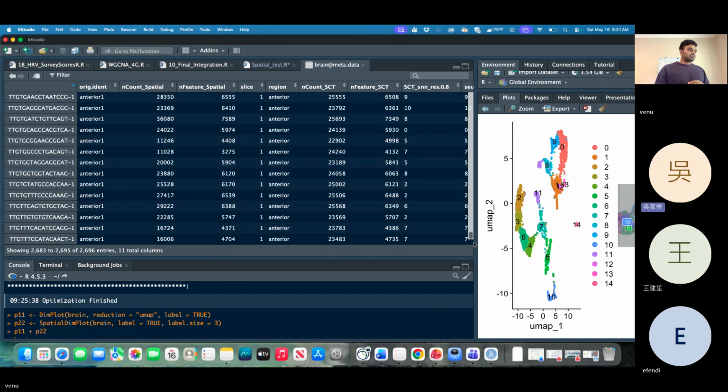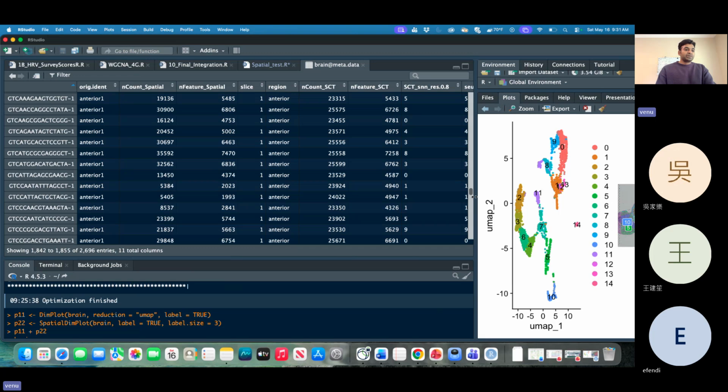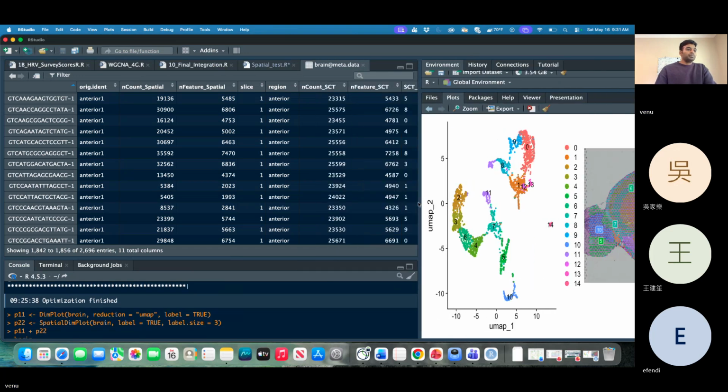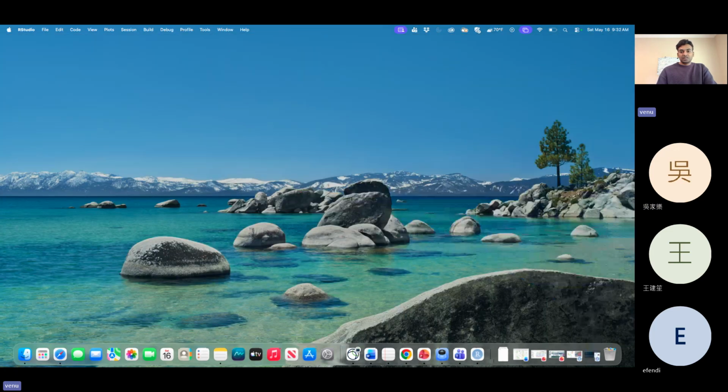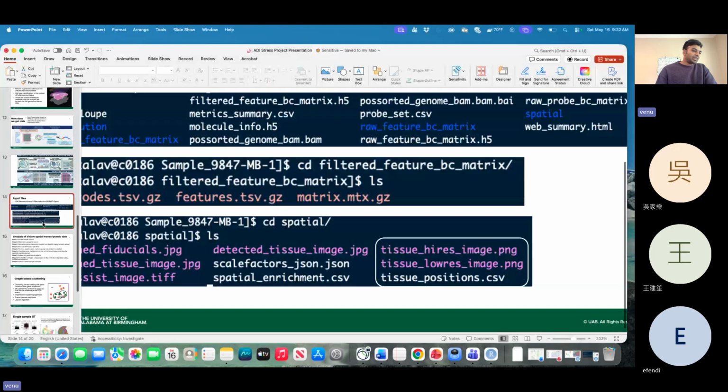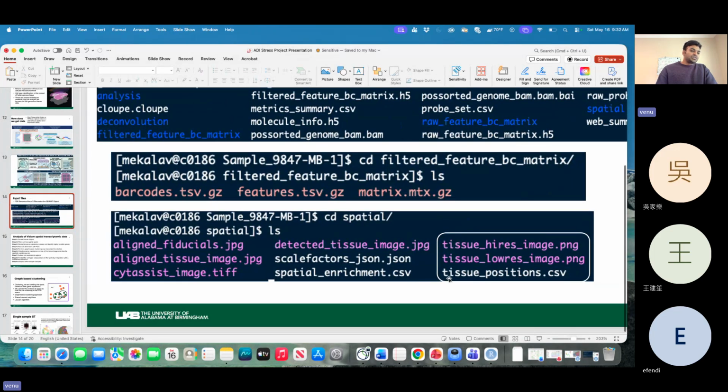But for this data set, you don't need the XY coordinates, the location, do you? We do need XY coordinates because right now I'm using a publicly available data set from Seurat. Let me go back, so you can see here the tissue position. This will store all the information. It is like a bridge between the image and the features and all the physical information.